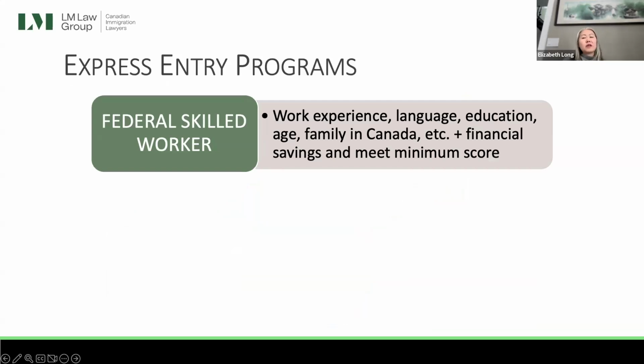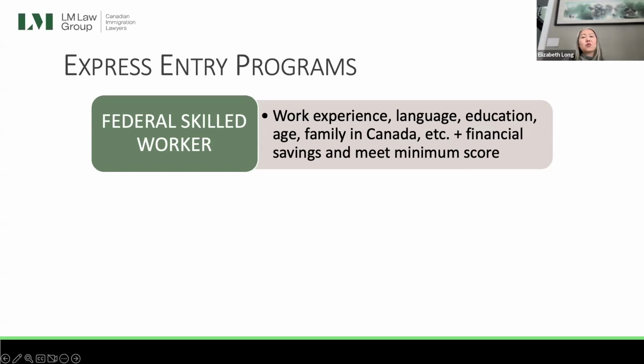The first program is for people who have 1 year of high skilled work experience anywhere in the world, and it has to be continuous, full time, in one occupation for at least a year. And then we add together the other points. It's federal skilled worker points, not the Express Entry points, but we need to look at your background points, and you need to have financial savings.